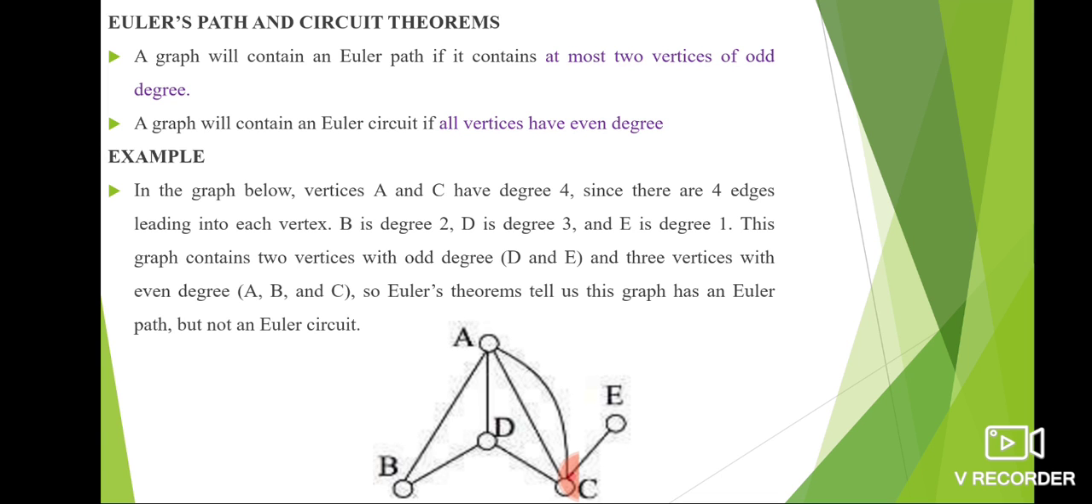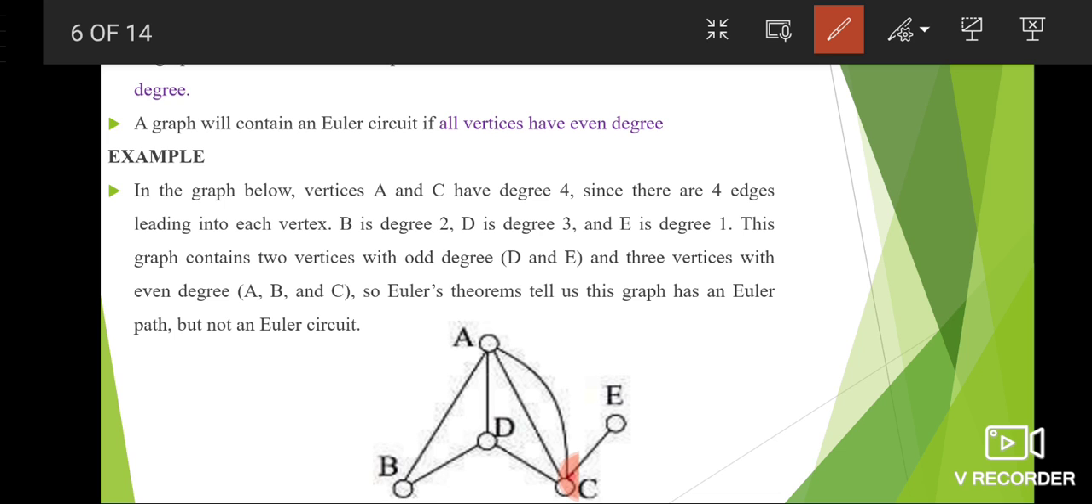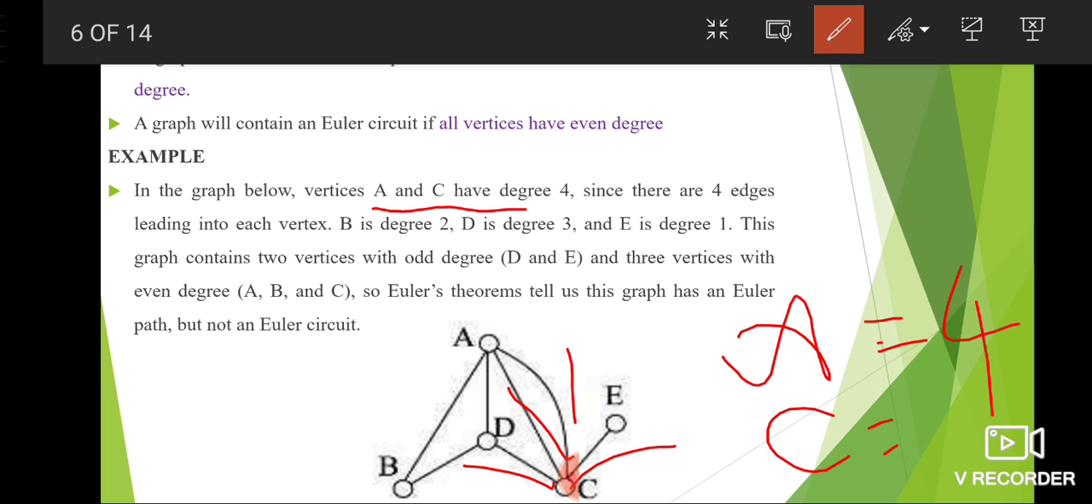We will see this with one example. Consider the below graph. The vertices A, C have degree 4. So what is degree? The number of edges incident on the vertex. So for the vertex A, we have 4 edges incident on it. So the degree of vertex A is 4. Similarly, for C, we have 4 incident edges. So the degree of C is also 4.